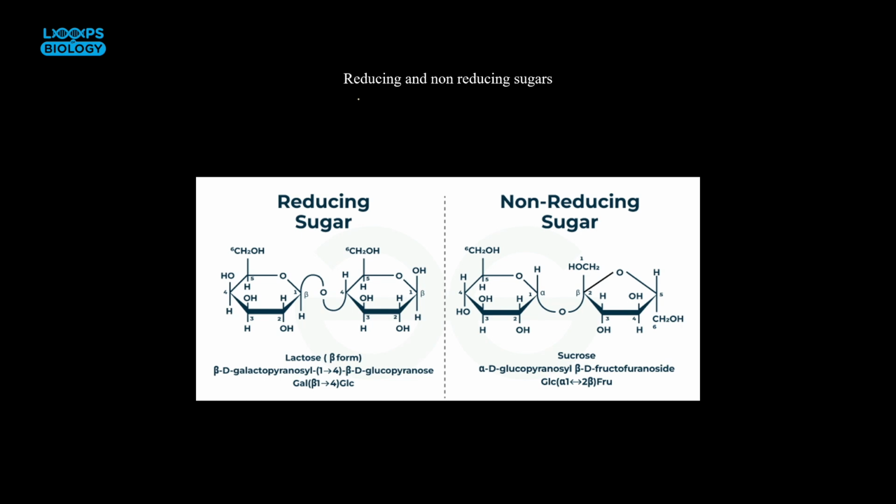When I'm talking about reducing sugar or non-reducing sugar, that is completely based on the aldehyde and ketone being present in a free state. That particular structure is called my reducing sugar. But when this aldehyde and ketone are in the bonded condition, that is the case of non-reducing sugar.